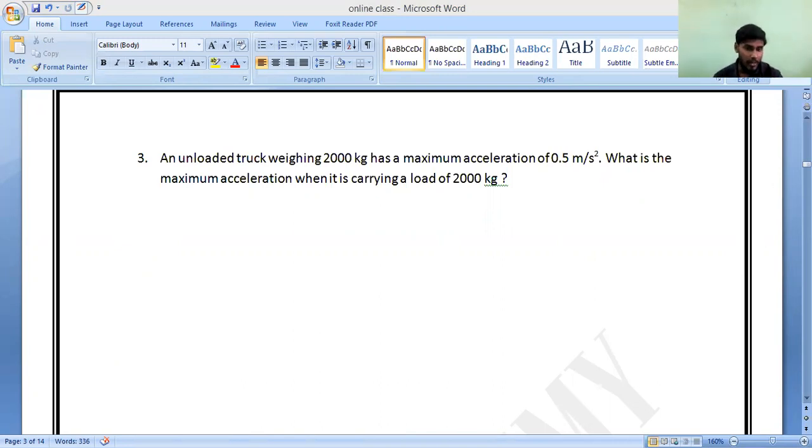So you can calculate the force: mass of the unloaded truck and acceleration, mass of the loaded truck and the acceleration we want. Correct or not? Yes, sir. What is the weight of the unloaded truck? 2000 kg. Correct or not? Loaded, again, what is the weight of the load? 2000 kg. So when it is loaded, what is the total mass?